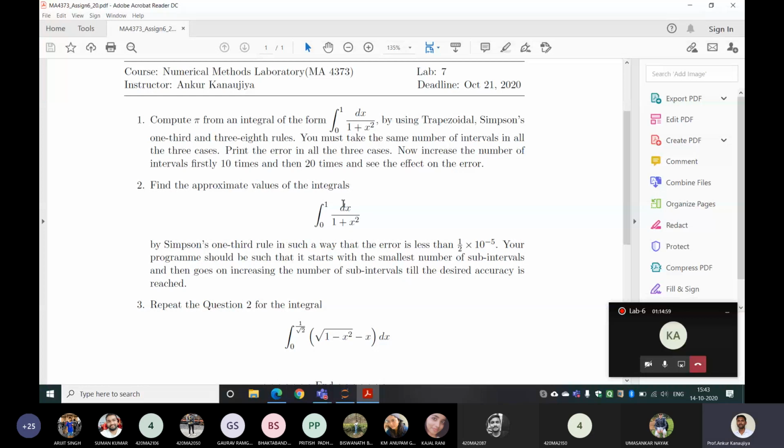In this question, you have to integrate until your error is less than this number. So how do you make the program? You will make a program such that you start with some small sub-interval and keep on increasing the intervals until you reach this accuracy. Once you reach this accuracy, you have to stop. That will be your answer. And the same question you have to repeat for this function and these limits. So these are the 3 questions you have to do.